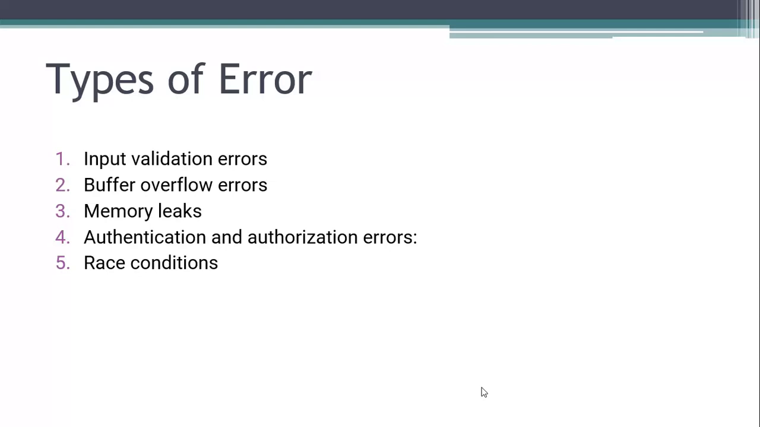Third is memory leakage, in which loopholes are created from which the memory gets leaked. Fourth is authentication and authorization error. Authentication means proving who you are, and authorization means what you are allowed to do. So, authentication or authorization error deals with that. Fifth is the race condition. Race condition means there is one resource and two variables want to access the same resource at the same time, then the resource will have a race condition.